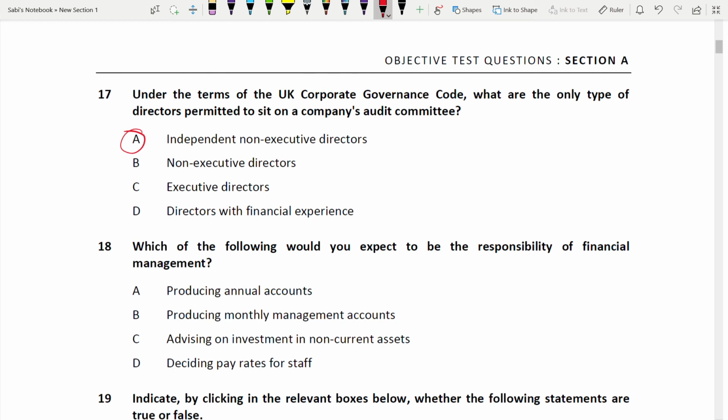Because what is the role of the auditor? To audit, right? So if they are not independent, then the auditor's report which they are going to submit will not be reliable. We cannot trust it. That's why they need to be independent.